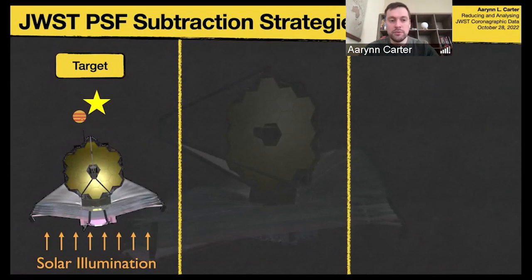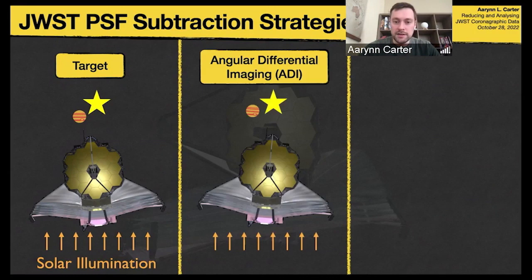So you can imagine you would observe some target, you think there's a planet around it. There's some solar illumination hitting the telescope on the sun shield. How do we start to subtract away that stellar light? Well, there's two real techniques I think you can exploit for JWST. The first one is angular differential imaging.